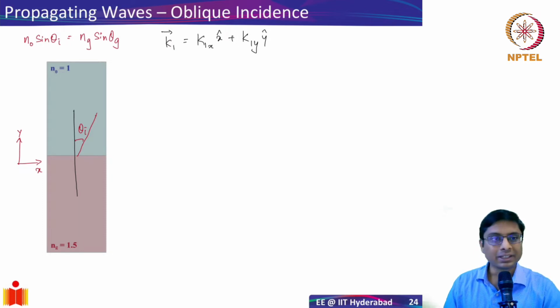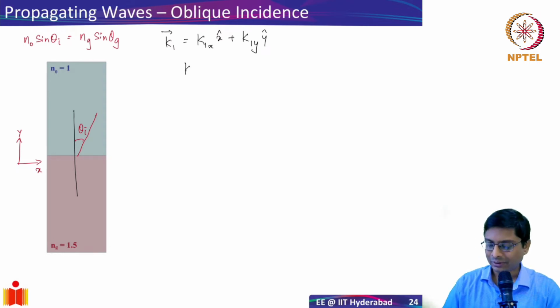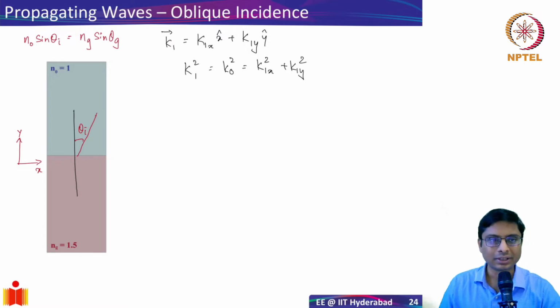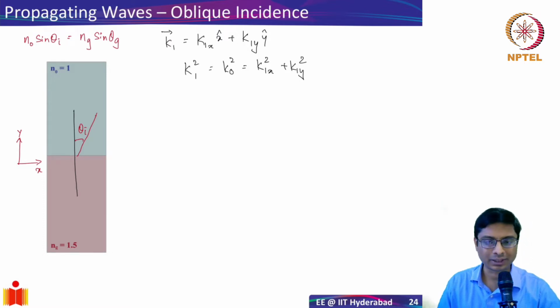So what does it mean when you have a vector for the wave vector? Because of vector addition, we definitely know that in this case, since this is air, k1 square is actually k0 square, and that should be equal to k1x square plus k1y square. That should be the relation between k1x and k1y.